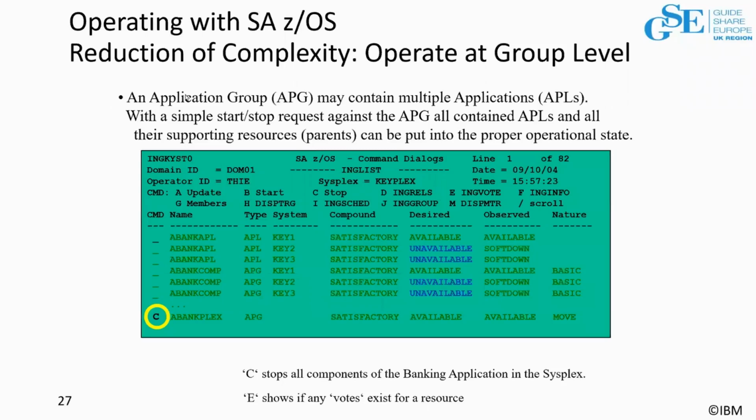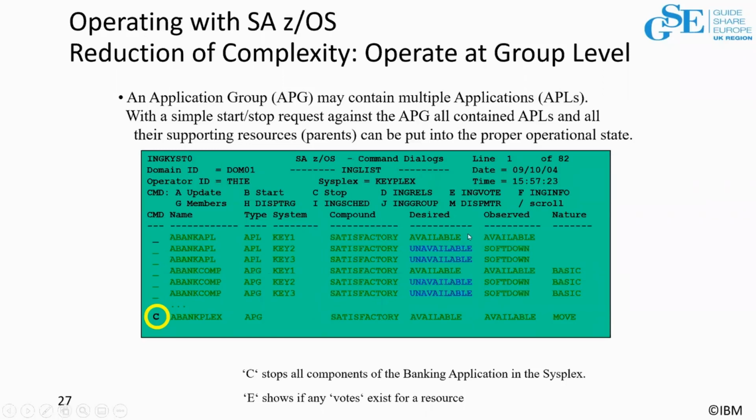So, enough about the theory. How do we actually operate with SA? This is a typical SA 3270 screen called ING list. If you ever get to use SA, this is a screen you'll get to know and love. We've got a list of resources down here on the left, and the type of resources. APL is application, APG is application group. It tells you what system they're on, what their observed status is, and what the goal is for it, the desired state.